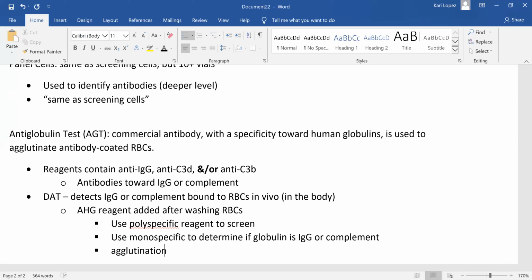Agglutination is going to be a positive reaction. And that means that IgG, the complement, attached to the blood cell.